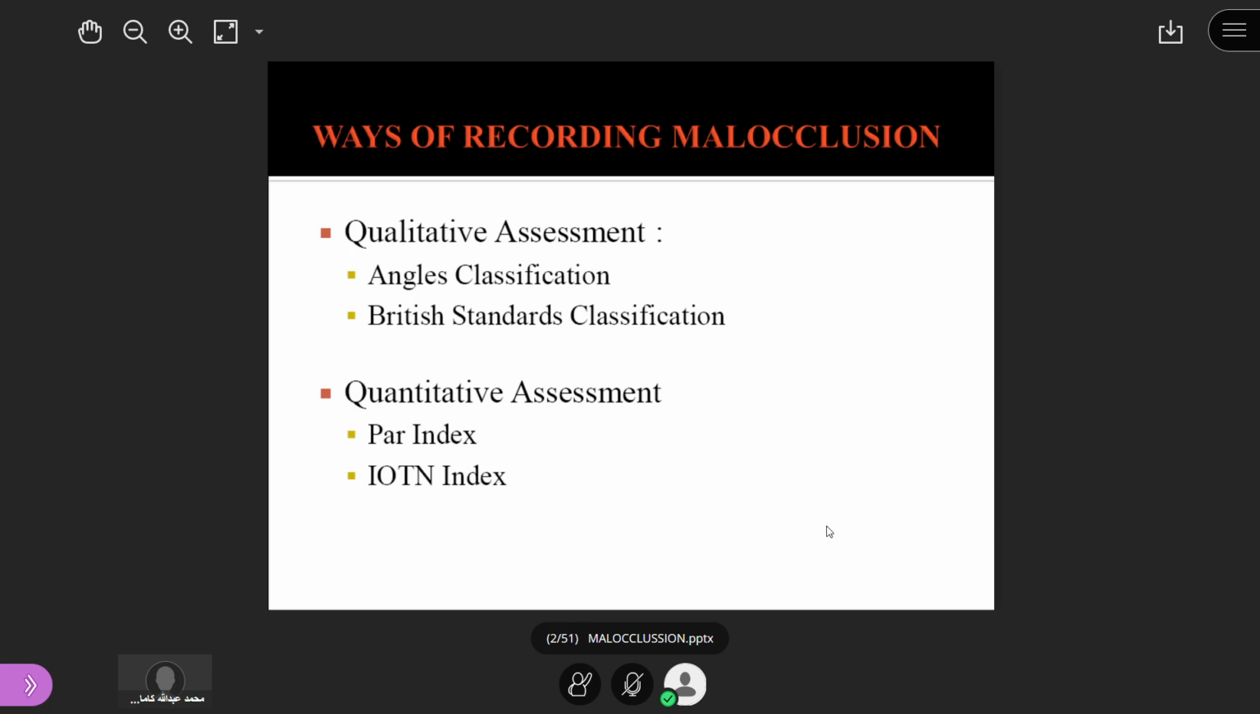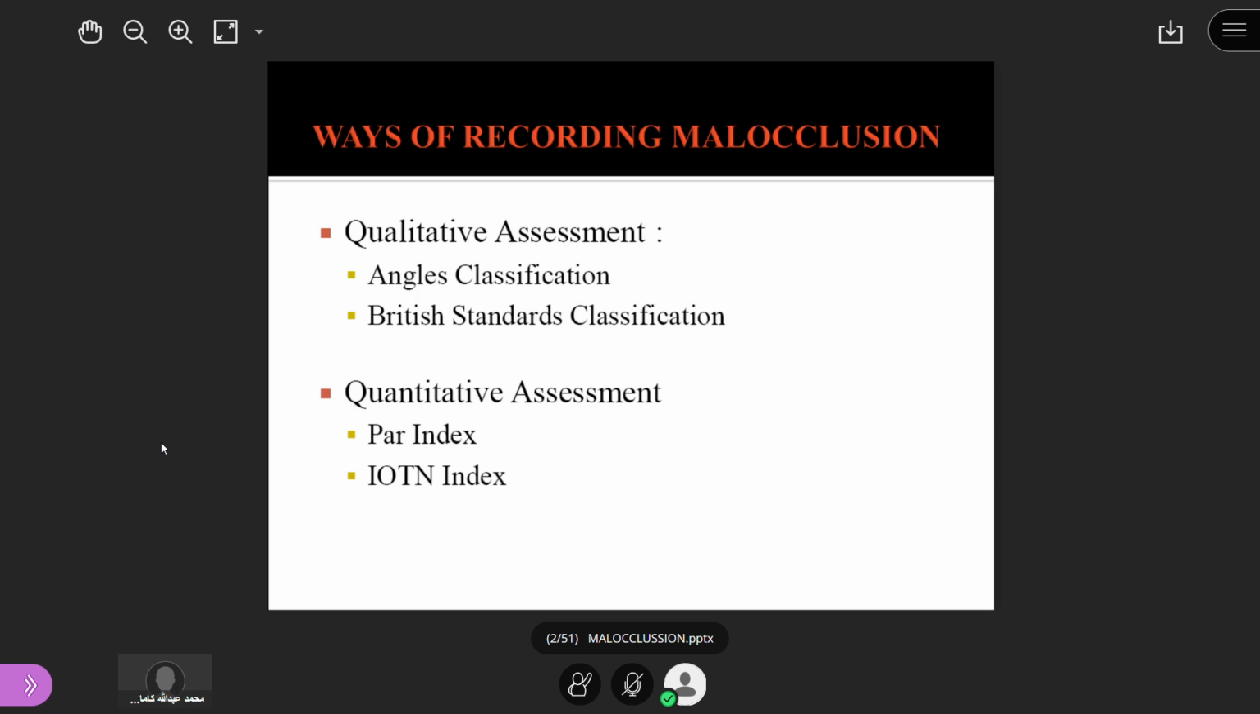What was normal occlusion? It was a deviation from the ideal occlusion within the physiological limits, not showing any pathological conditions. But in case of malocclusion, it is a deviation from normal occlusion, which can show signs of some pathology, or it could be outside the normal range. How to record it? There are two ways. One is qualitative and the second is quantitative.